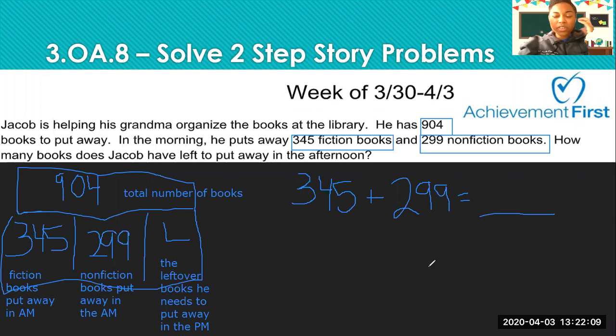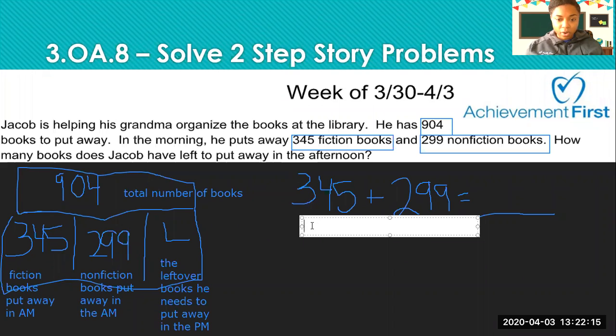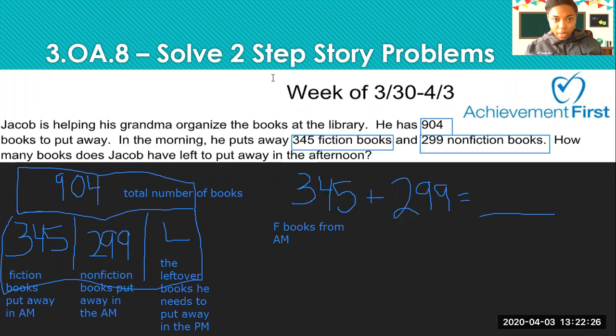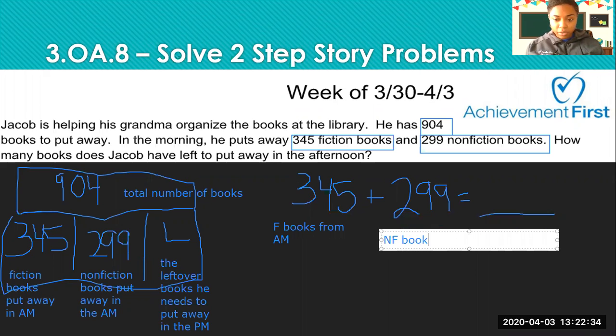Let me think, what does each of those numbers represent? What will my answer represent? Okay, so 345, that's the fiction books from the AM that he put away. I remember that. I know that 299, that's the nonfiction books from the AM put away.